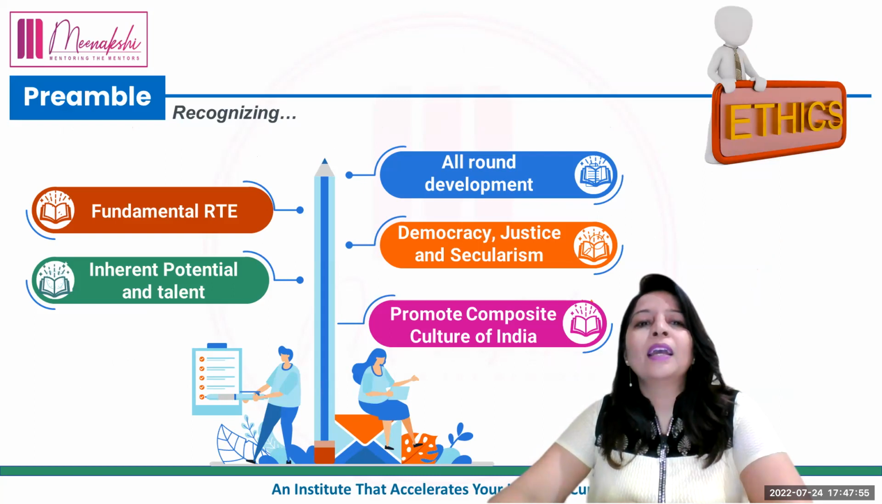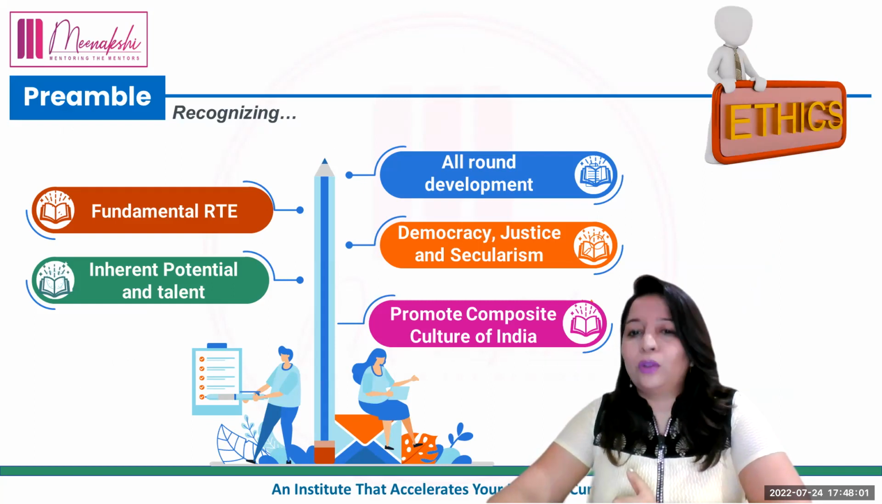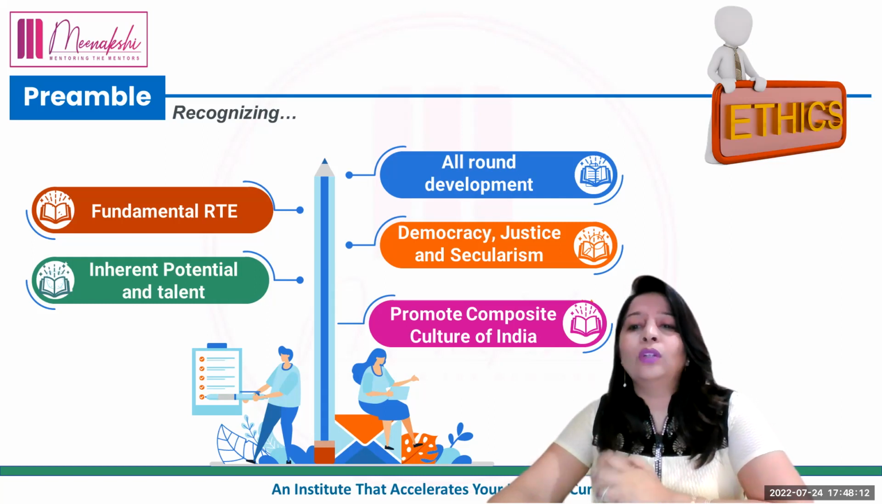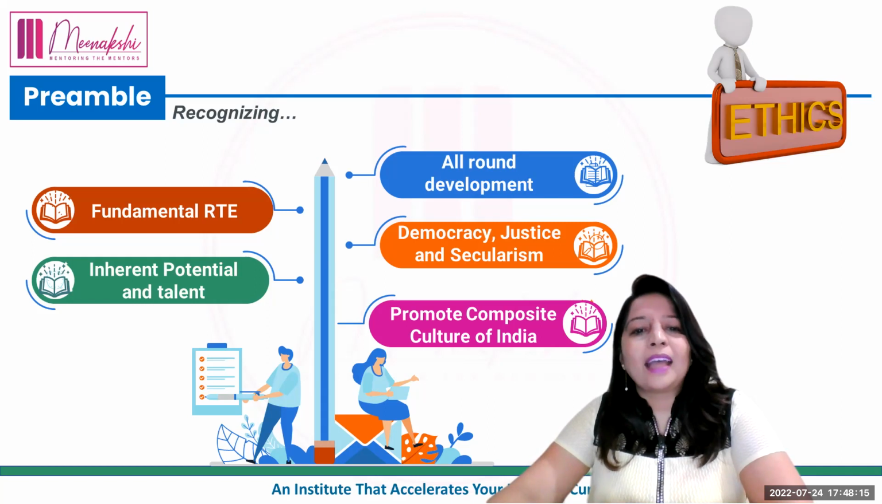First of all, it talks about recognizing that every child has a fundamental right to education of good quality. It also talks about how every child has an inherent potential and talent, and that education should be directed to the all-round development of the human personality, and the need for developing faith in the guiding principles of our policy, for example democracy, social justice, and secularism. And the need to promote through education the concept of the composite culture of India and a sense of national identity. It has 10 points.